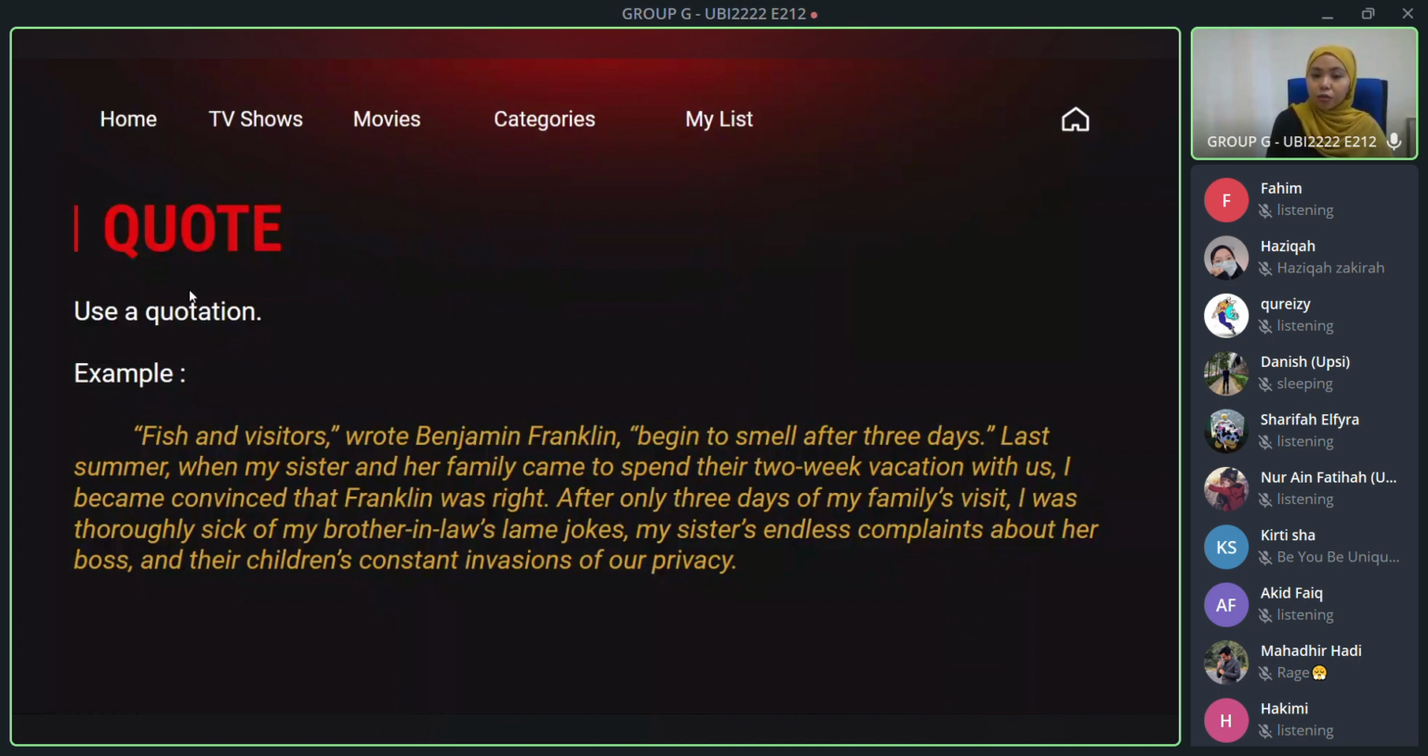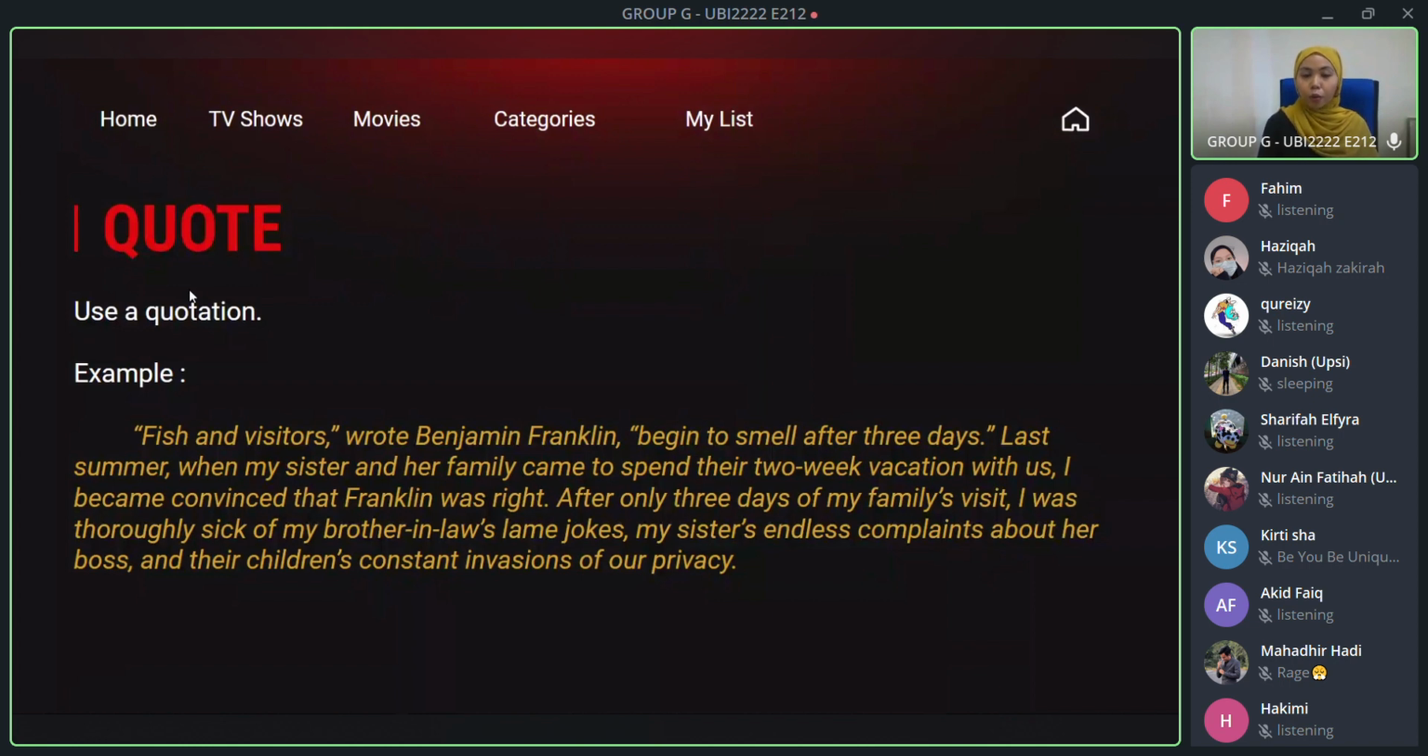Visitors begin to smell after 3 days. Based on that quote alone, we know that the writer is going to be talking about how the writer is having negative feelings for the visitors that stay a bit long, more than 3 days. So after only 3 days of my family's visit, I was thoroughly sick of my brother-in-law's lame jokes, main point 1. My sister's endless complaints about her boss, main point 2. And their children's constant invasion of our privacy, main point 3.